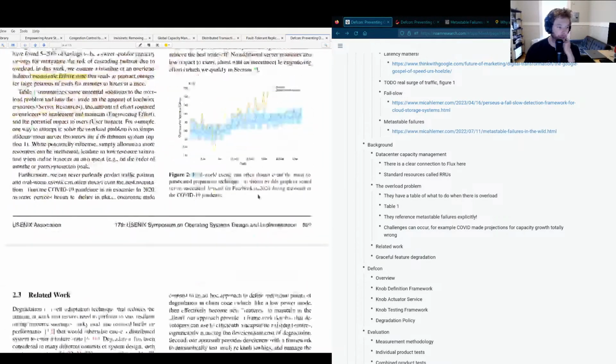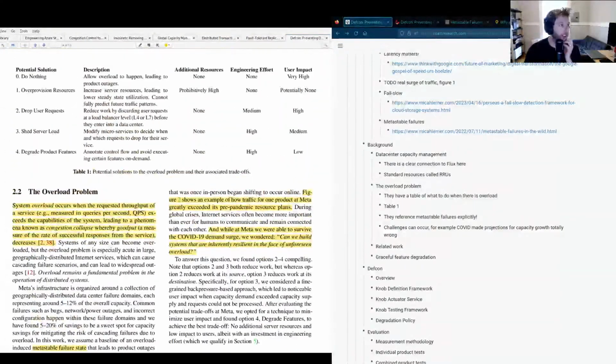Okay, so they're talking about some of the options. So the options are, okay, do nothing. Overload happens. You're not doing anything about it, but users are significantly impacted. You could over provision. That means you give more resources, but then you're spending a lot of extra money. You don't have to have any engineers do it, and maybe users are never even impacted, but you're spending a lot of money.